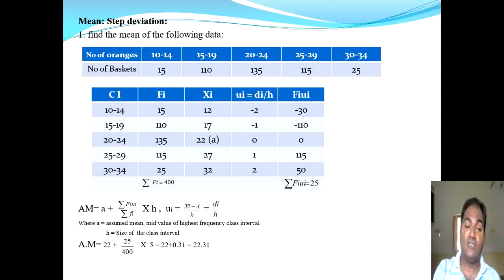We have mean of grouped data and ungrouped data. In ungrouped data we discussed two formulas, summation xi by n, sum of all the observations by total number of observations. Next one is if the frequency is repeating, summation fi into xi by summation fi. Next one a plus summation fi into di by summation fi. And the last one is a plus summation fi into ui by summation fi into h, where ui is equals to xi minus a by h, that is di by h. In this way we are going to find the mean by step deviation method.